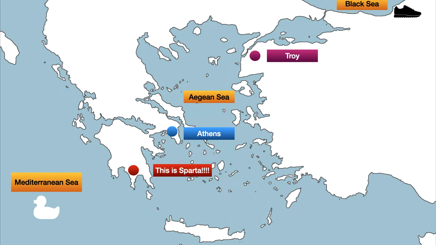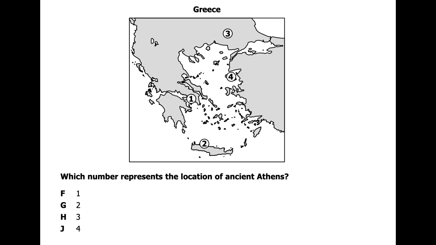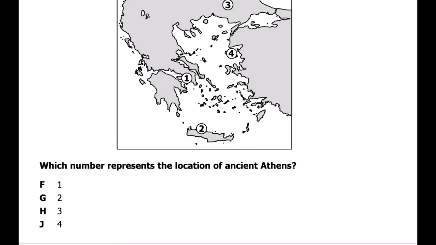So we're going to take a look at a test question that you might see. This is a release test question that used to be an SOL question. Now, when you take a look, it shows Greece, and it says which location represents Athens. So again, we go back to the map, and you have 1, 2, 3, and 4.